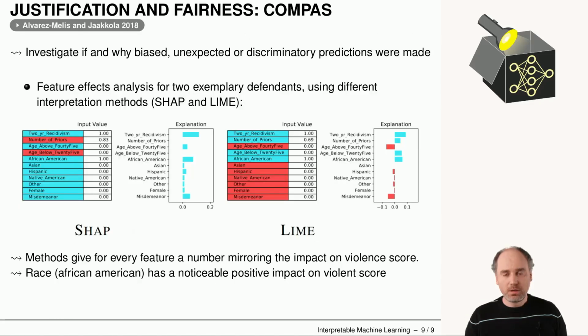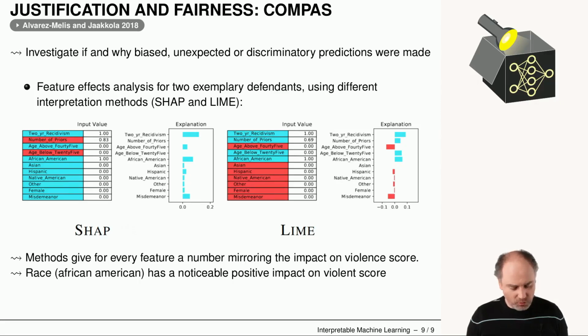And it's now pretty obvious that this model here was faulty. So we could now also use IML techniques instead of this rather descriptive or exploratory data analysis to study the same question. We could use either a feature effects or a feature importance analysis, maybe a local analysis of two exemplary observations, two exemplary defendants. Here we applied the SHAP method and the LIME method.